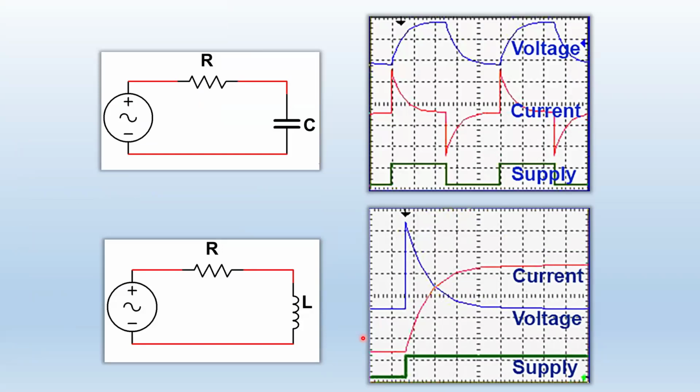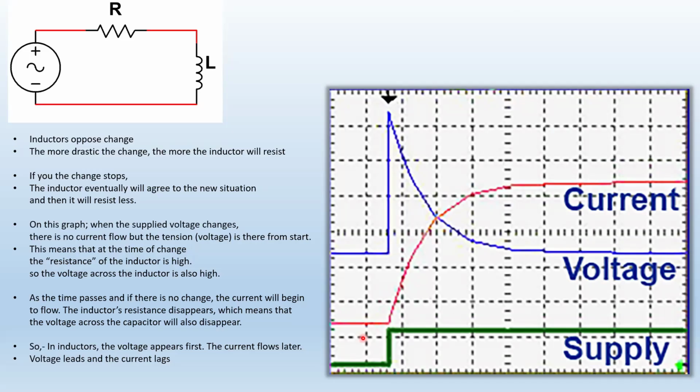So this is the visual, magnified visual of the coil thing. Let's just say here, inductors oppose change. The more drastic the change, the more the inductor will resist. If the change stops, the inductor eventually will agree to the new situation and it will resist less.